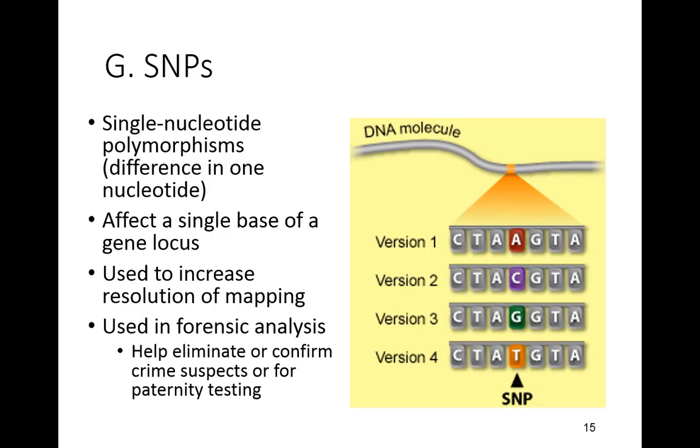Another advent of genetics that made things a lot easier for genetic mapping was the advent of SNPs, or single nucleotide polymorphisms, which is basically a difference in one nucleotide. And this affects a single base, but is used to increase the ability for mapping genes. This is used in forensic analysis. You look at the base pairs on different genes, different DNA from different individuals, and if they match up, then it's most likely going to be the same individual. It's also used for paternity testing.